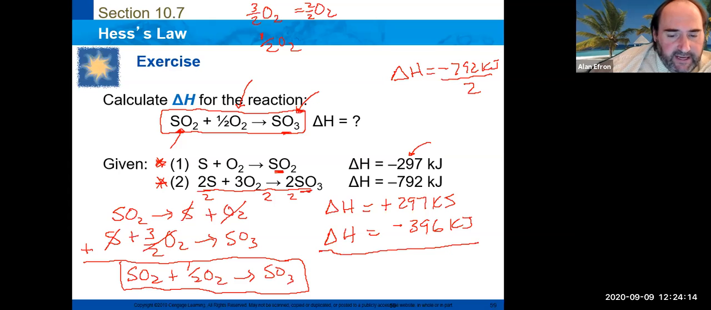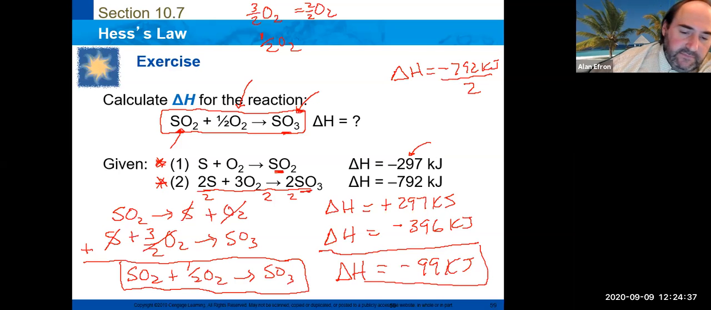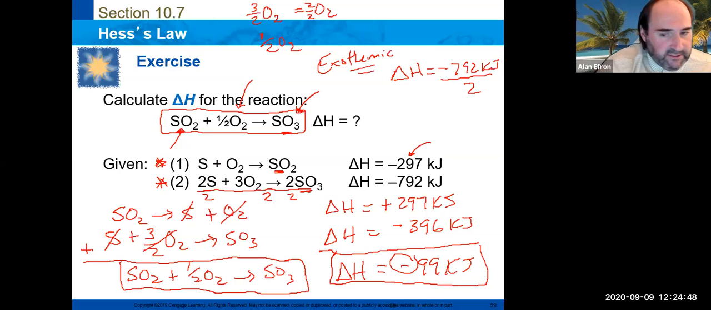Now, to find the delta H for this equation we just built, we've already adjusted all of our delta H values based on what we did to it. So we simply need to add those numbers together. That's going to give us 297 plus a negative 396, which gives us a negative 99 kilojoules as our delta H value. The negative here will tell us that this reaction is exothermic. Question on any of those steps there?